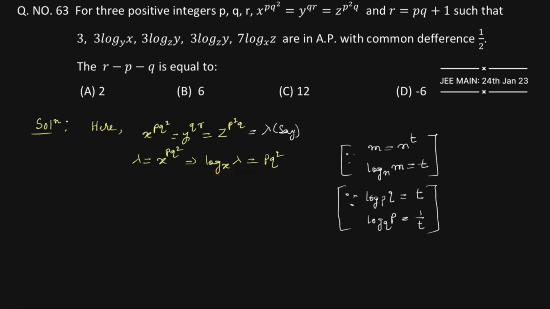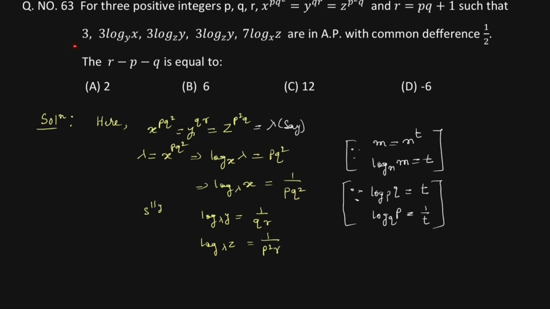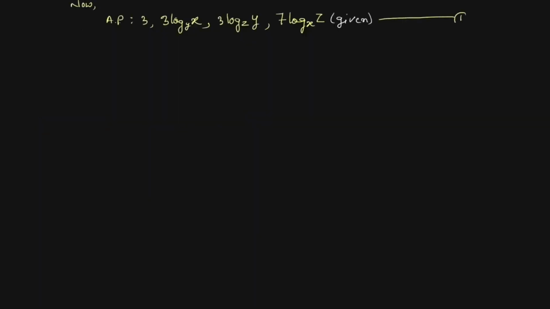This we are able to write as log base lambda of x, which is equal to 1 by pq square. Similarly, we are able to write log base lambda of y, which is equal to 1 by qr, and log base lambda of z, which is equal to 1 by p square r. Now it's given that these are in AP with common difference 1 by 2. We take this be equation number 1.